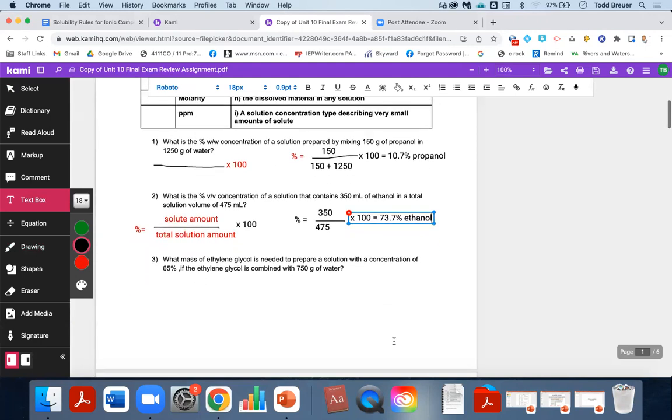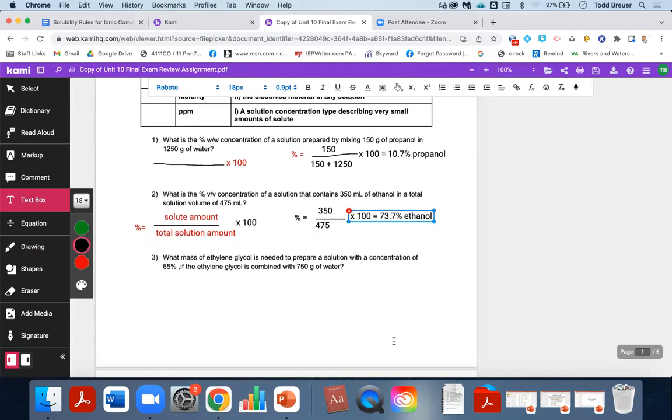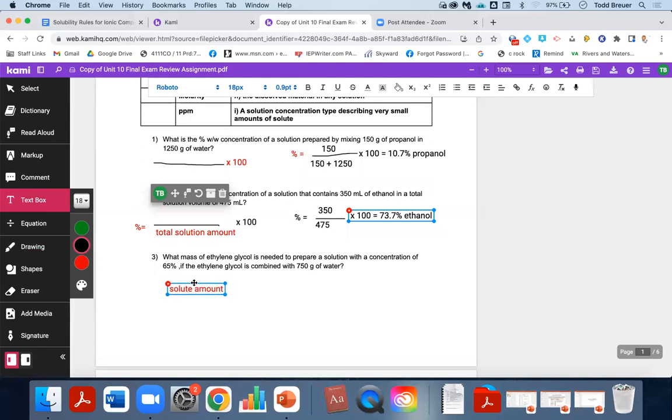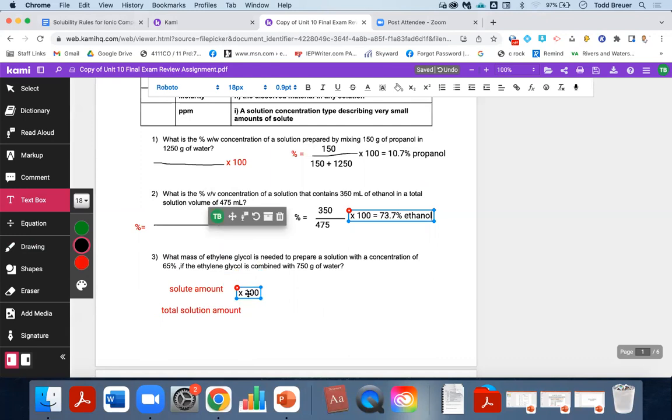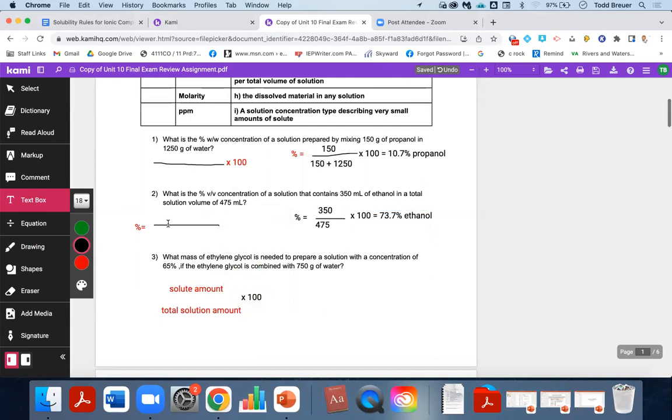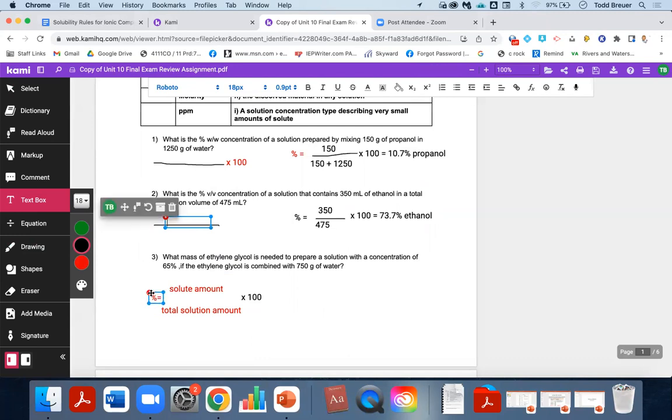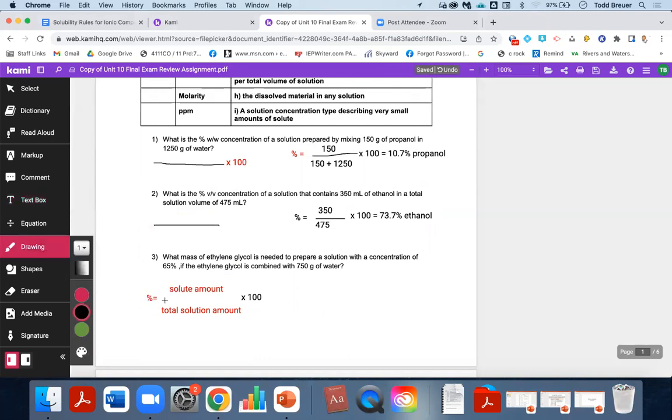Okay, moving on. We see there's a percentage again. What mass of ethylene glycol would we need to make a solution that has a concentration of this percentage if it's mixed with 750 grams of water? So once again, we have the same formula, but now we're plugging in for an unknown, and we're going to manipulate that formula in an algebraic way to solve. So let's take the formula and we'll take a look at how we're going to manipulate that. So let's set it up.